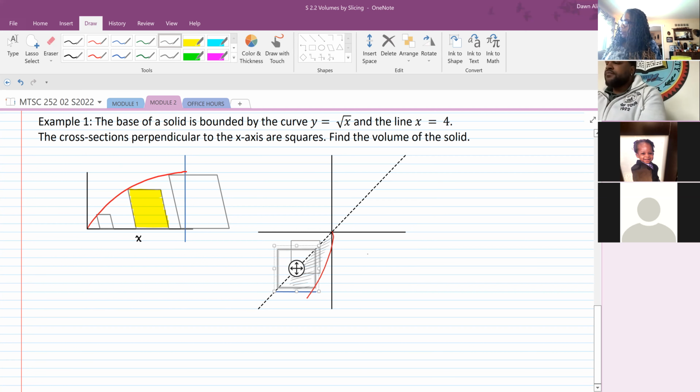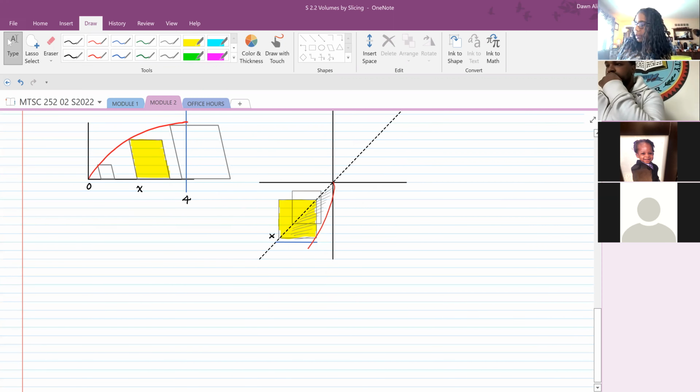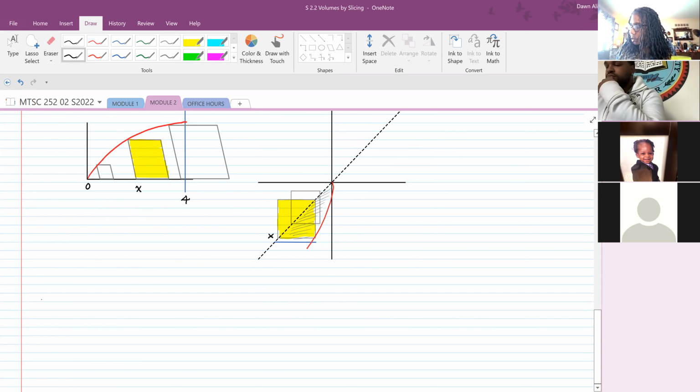Okay, so the squares are sticking up in the air, and these are the cross-sectional areas. So at any x between 0 and 4, there's a square. Okay, so we've drawn it. So that's the drawing.